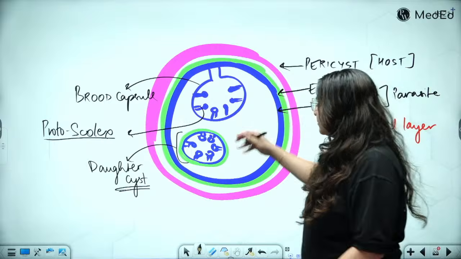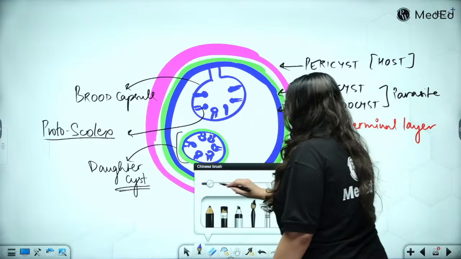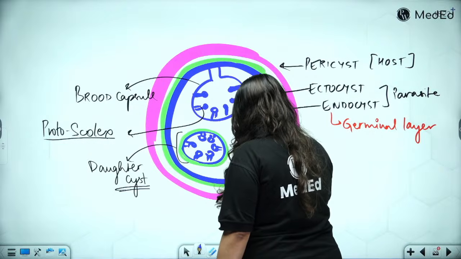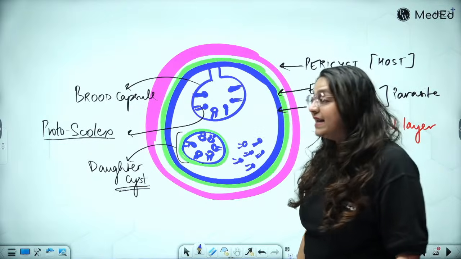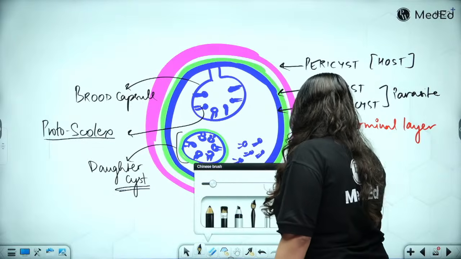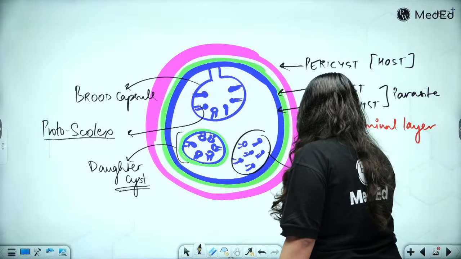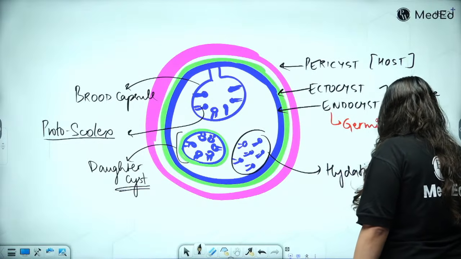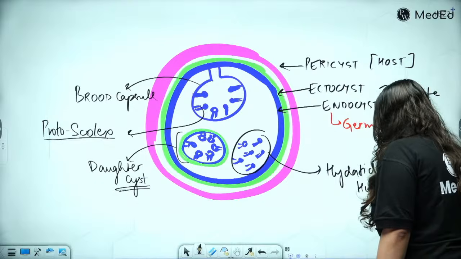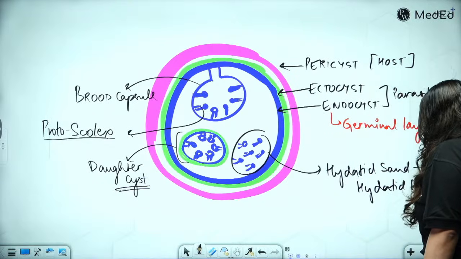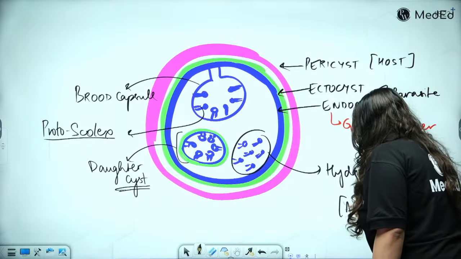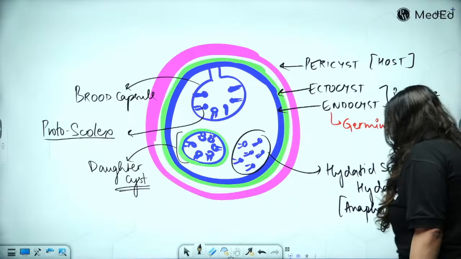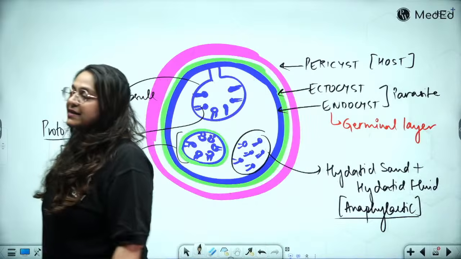Sometimes these brood capsules burst, and when they burst, all of these protoscoleces come and settle at the bottom. Okay, this is called hydatid sand. What is this? This is hydatid sand. This hydatid sand, along with the hydatid fluid inside this structure, is highly anaphylactic. That is the biggest problem with the hydatid cyst disease, that it is anaphylactic.